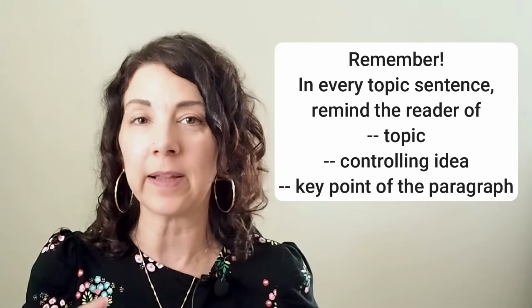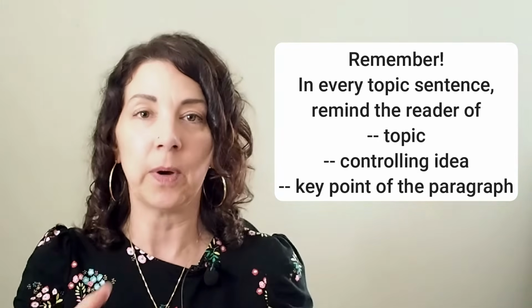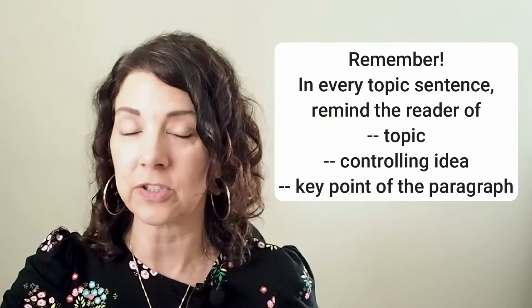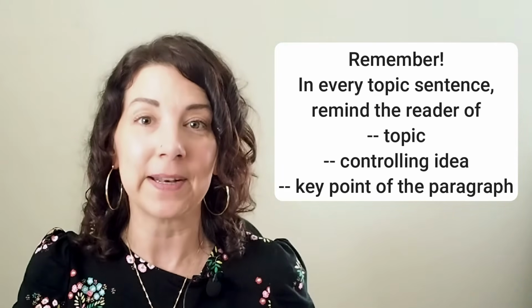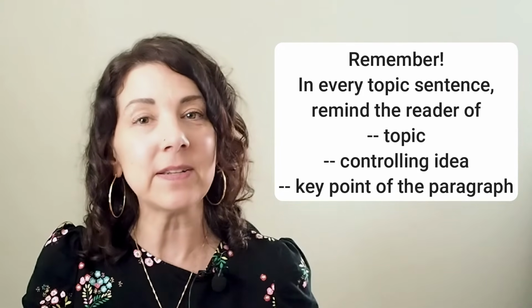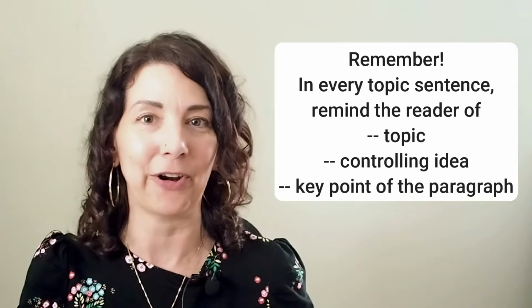Okay, so there are a variety of ways that you could write these topic sentences, but this is the easiest way. You can do this in a timed essay, or if you're writing an essay at home. Remember that there are other things that you can do if you want to make them more interesting. You could try using different synonyms like advantage instead of benefit, but you do need to remind the reader in every topic sentence what the topic is you're talking about, learning English, the controlling idea, which is benefits, and what is the key point that you are going to talk about in that paragraph. So I hope that this lesson helps you to understand how to write topic sentences easily.